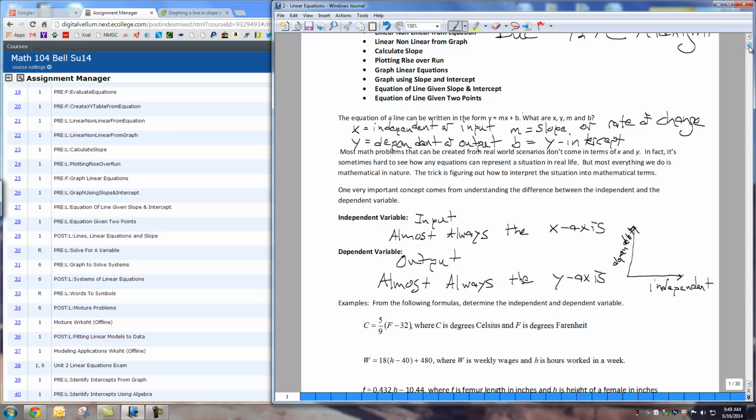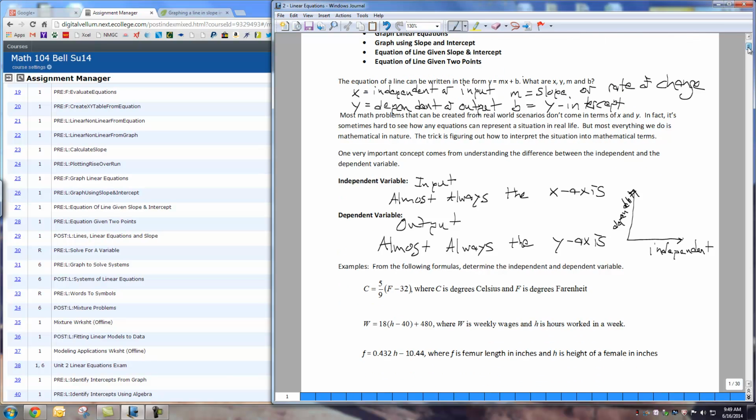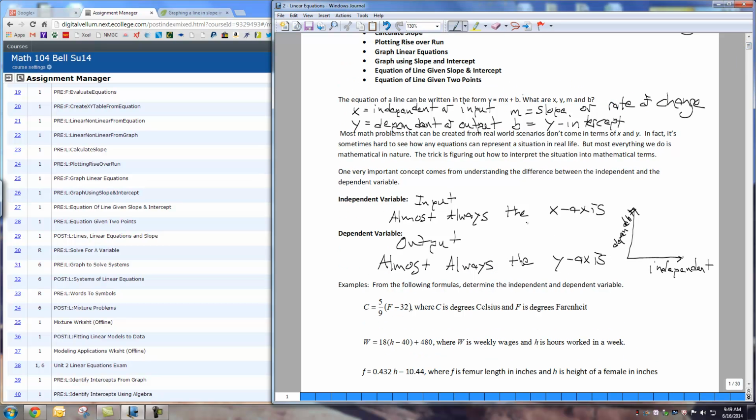Okay. So a good way to think about this is these expressions, this expression is interpreting C in terms of F. If we're going to find C, we have to know F in this case. So therefore, F is our independent variable and C is our dependent variable. Because everything for C is in terms of F, right? So F is the independent, and C is the dependent.